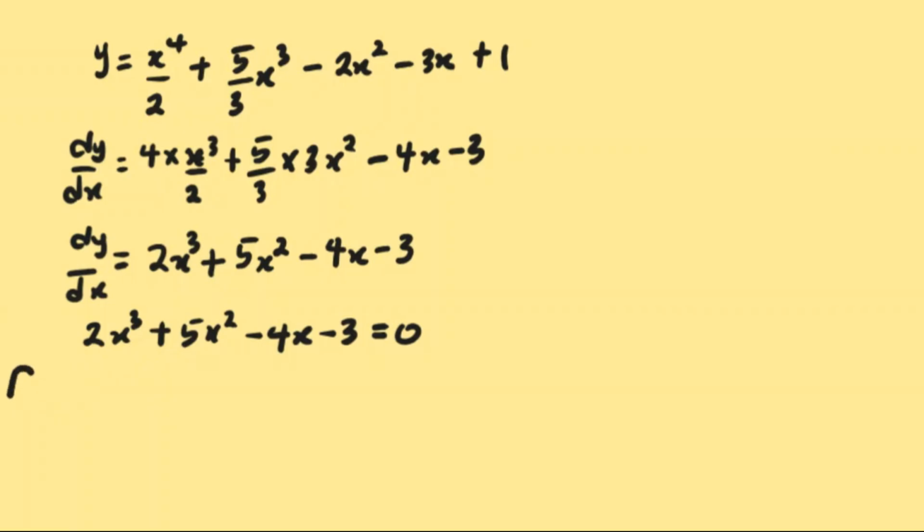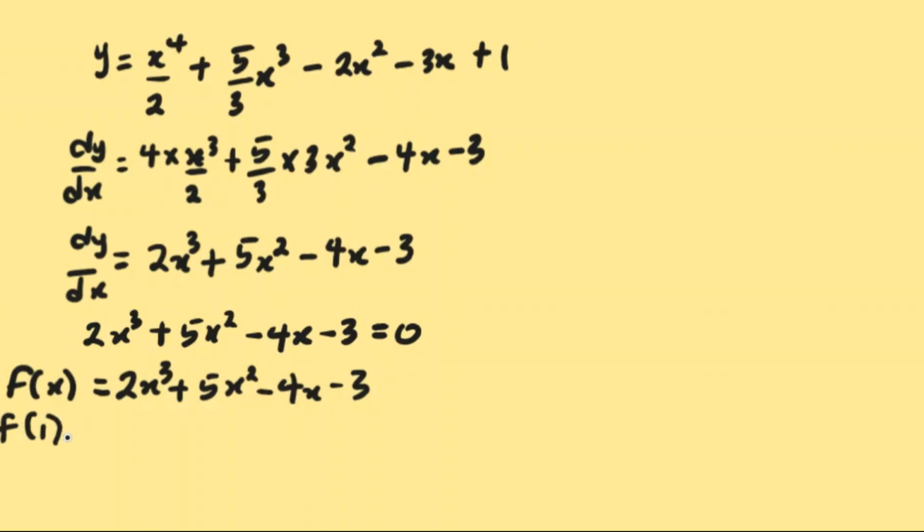If f of x is equivalent to this polynomial, which is 2x raised to the power 3 plus 5x squared minus 4x minus 3. If we consider f of 1, let's see whether it will give us 0 to check if 1 is a factor. So this gives us 2 plus 5 minus 4 minus 3 when x is 1.